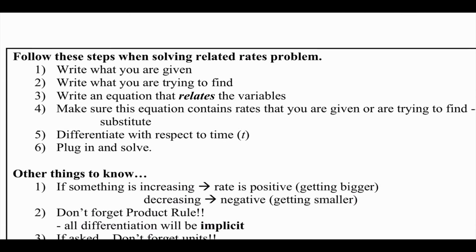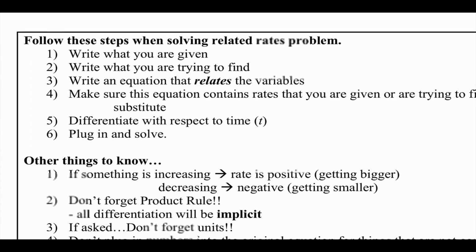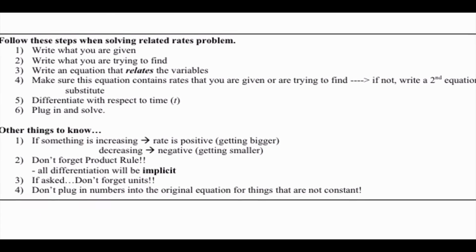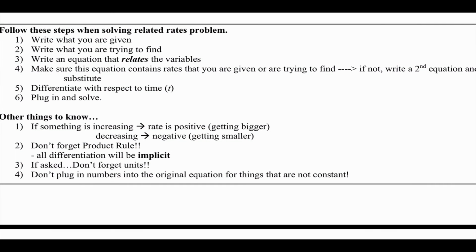Okay, so these are the steps. These are the 6 steps we're going to use for every single problem we do. Sometimes we'll use all of them, sometimes we'll use some of them, but these are the steps. This is the process. Step 1, write what you're given. They'll always give you stuff. If it's a related rates question, it's pretty easy to tell because there's rates. It talks about rates or it gives you rates. Write what you're given. Write everything you know.